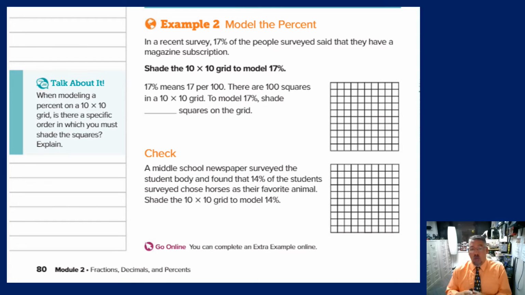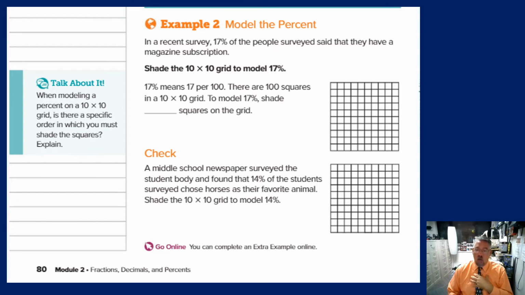So on example 2, this gets into the idea of I'm going to give you a grid, a 10 by 10, a block of 100, and I want you to show me what that percentage would look like. So if I'm going to show you what 17% looks like on a 10 by 10 grid, then I'm going to start coloring in 17 blocks.